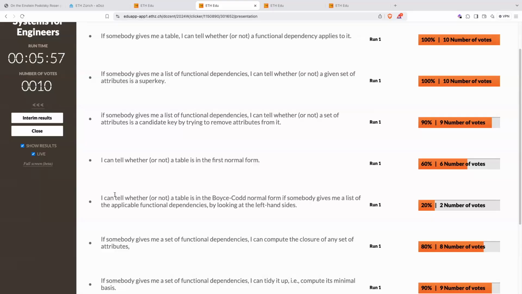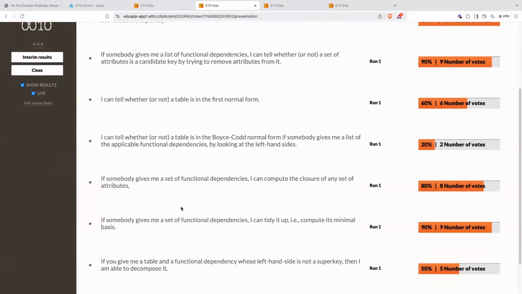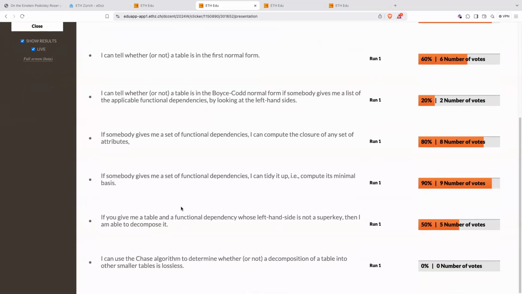Oh, was there one below? Ah, yes. Oh, yeah, there's two. There are two below. Okay.